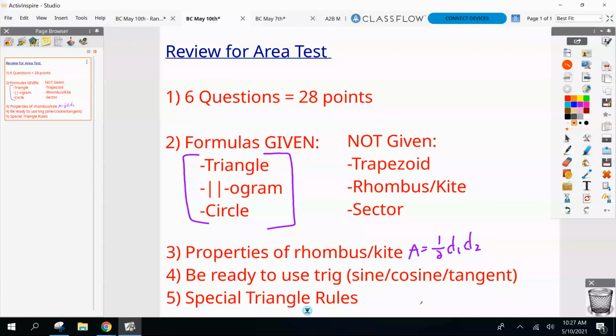I've got to do my 30, 60, 90 rules. How many triangles do I multiply it by? And I have to go forward from there. So that's why there's only 6 questions and 28 points. But it will cover most of the figures we've talked about.